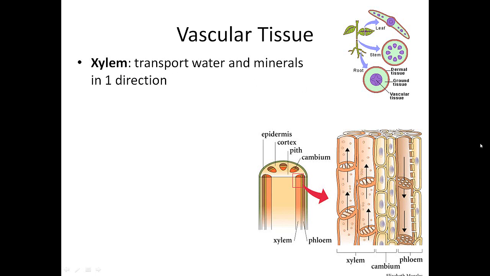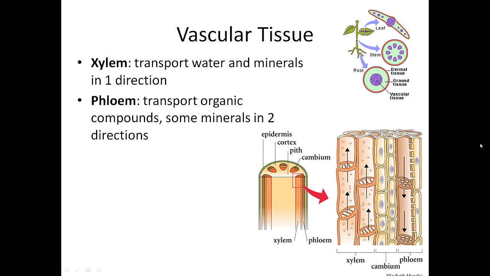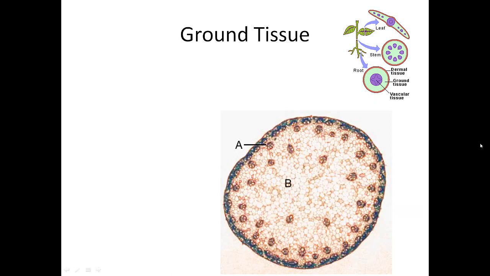Xylem transports water in one direction, up. Phloem transports food, basically. Organic compounds would be like sugars and some minerals in both directions, up and down the plant. Lastly, we have ground tissue, and in the picture up above, that's the greenish layer.